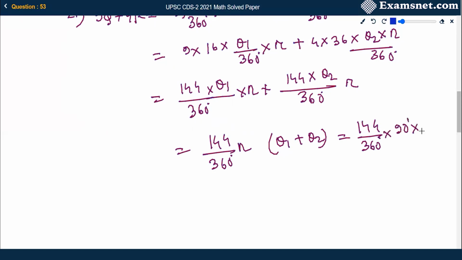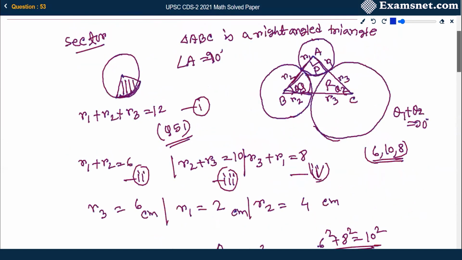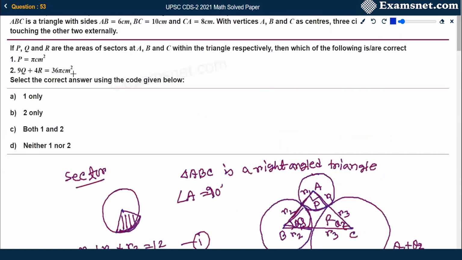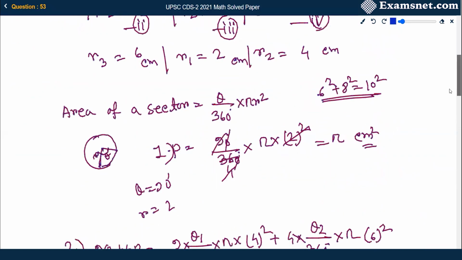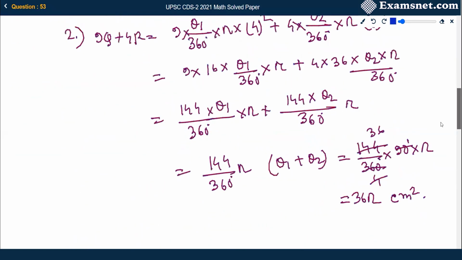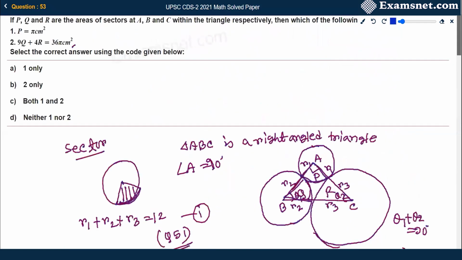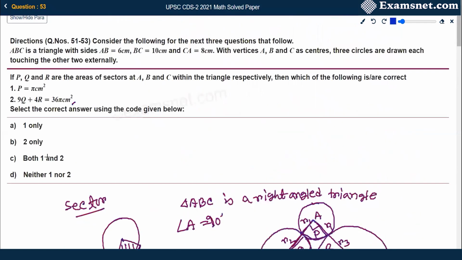So 90 degree and 5, again we will get 4. So here 4 times 9 will give us 36. So 36 pi centimeter square. Let me check the second statement. Oh yes, it is 36 pi centimeter square. So we can see the first statement was also correct, and here we have proved the second statement is also correct. So both 1 and 2 are correct. Option C is the correct answer.